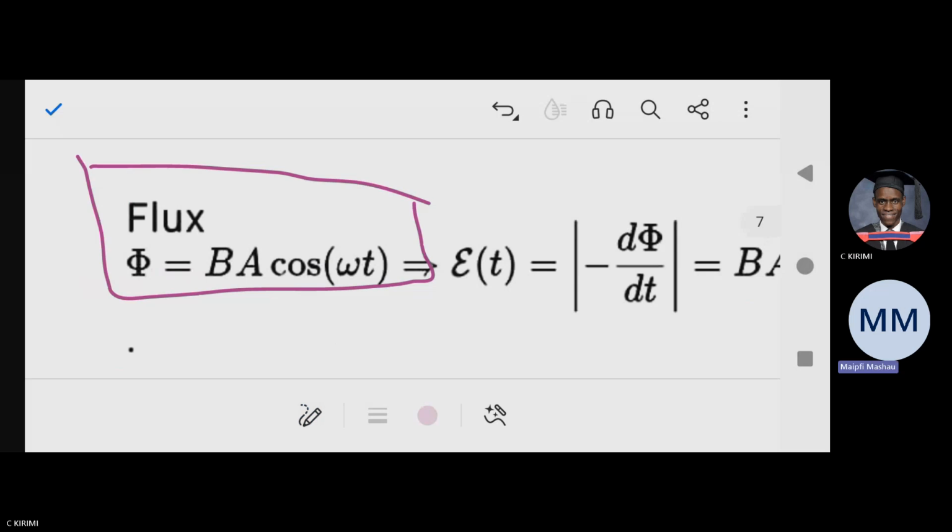So the derivative of a constant is 0. The answer is going to be BA. And then the constant, you're going to leave it. And then sine bracket omega t multiplied by the one inside the bracket, omega. Yeah, that's what I got. So it's going to be BA sine omega t inside the bracket multiplied by omega.